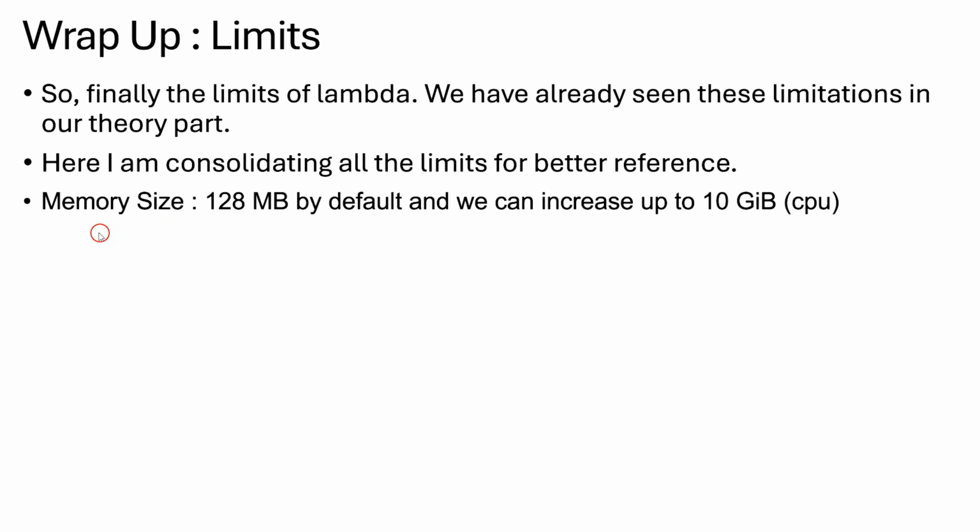The first one is memory size. We know that the Lambda memory size is 128 MB by default, and we can increase it up to 10 GB. When you increase the memory, you can increase it 1 MB at a time. And if you increase memory like that, you are indirectly increasing CPU also.